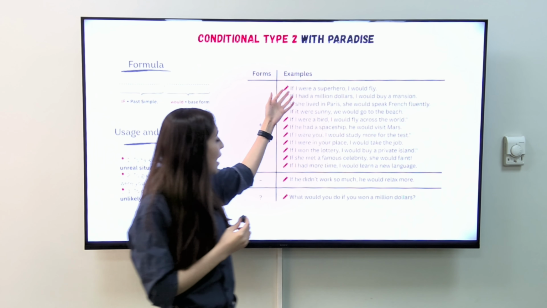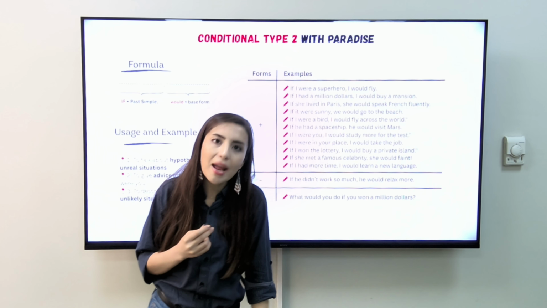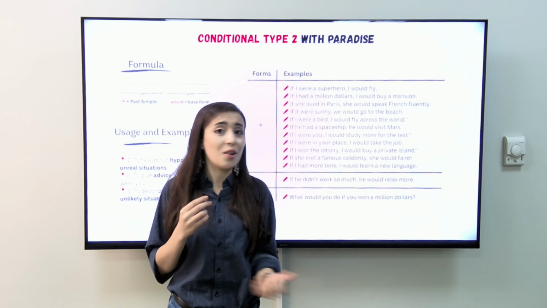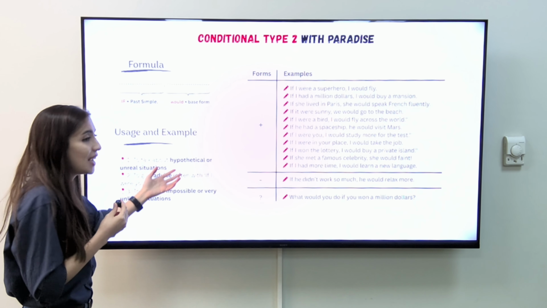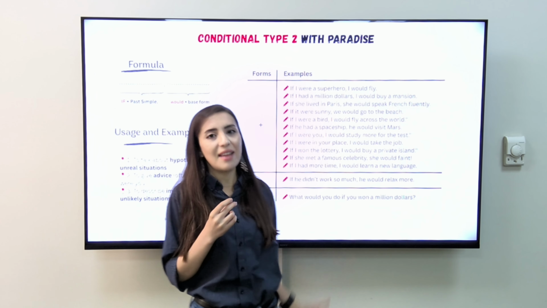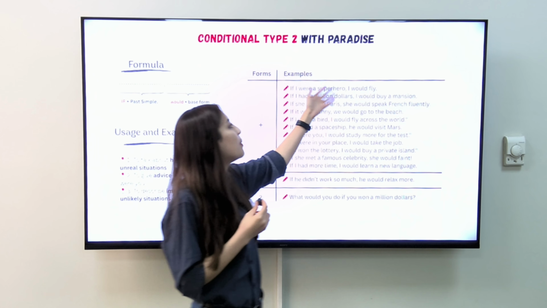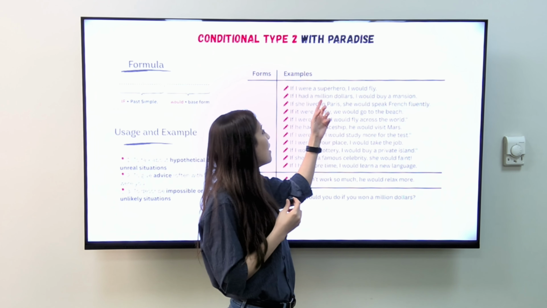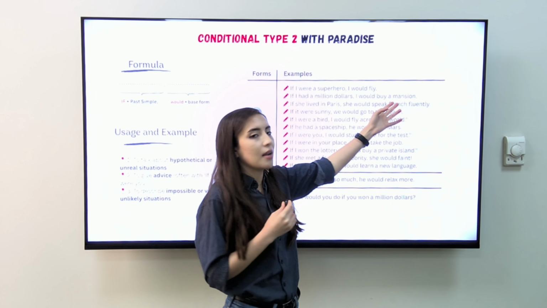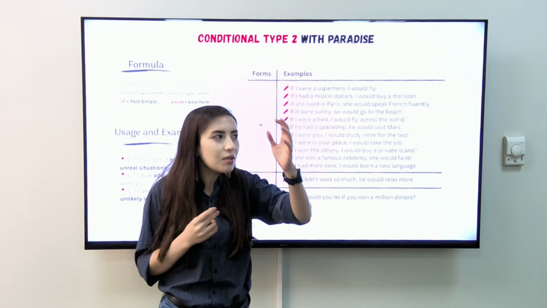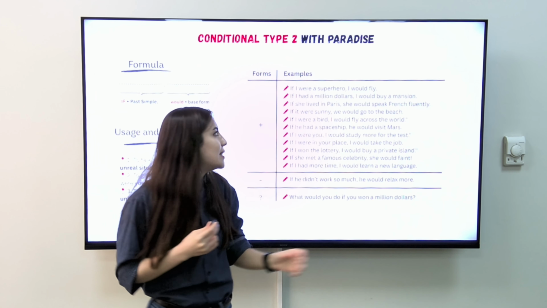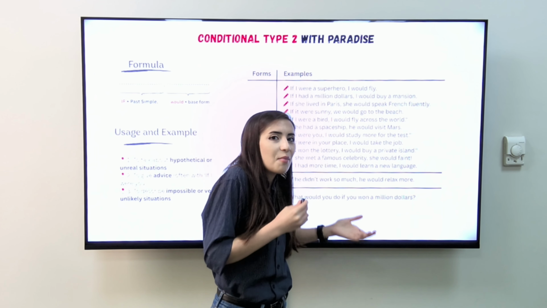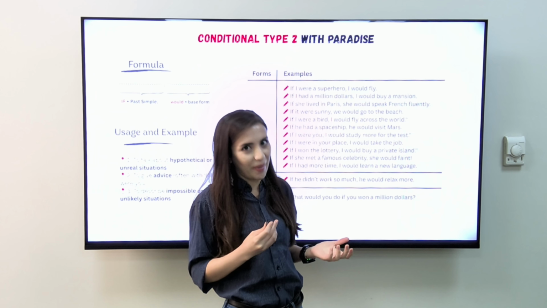So, if I were a superhero. Am I a superhero? For God's sake, I am not. So it's hypothetical. You see, it's my imagination, it's my fantasy. If I were a superhero, I would fly. If I had $1,000,000, I would buy a mansion. So you can understand that if the first part is hypothetical, then the second part is definitely hypothetical.